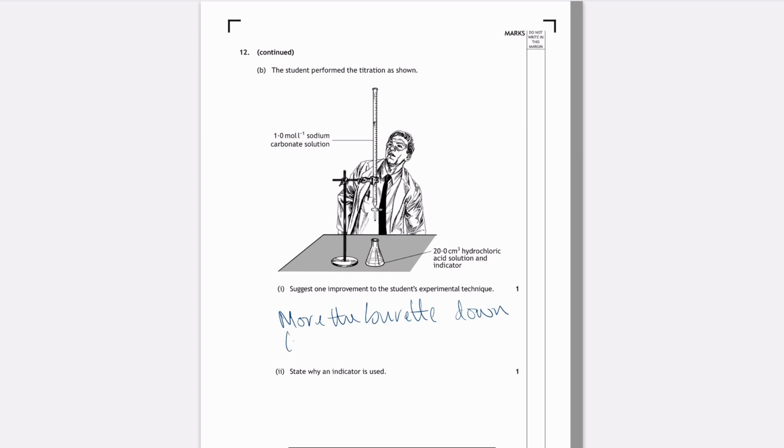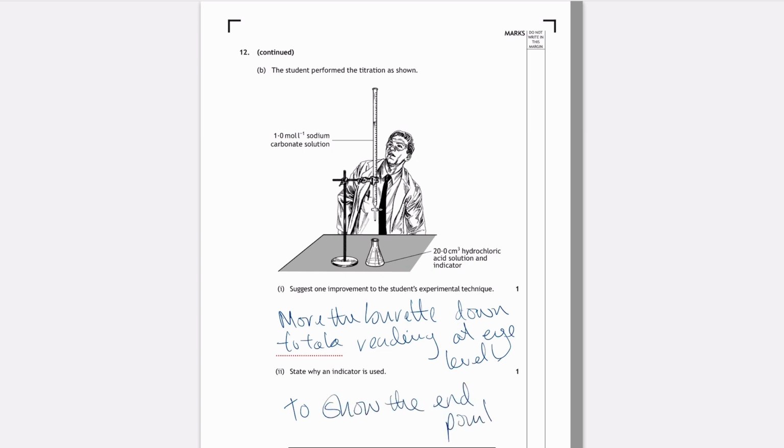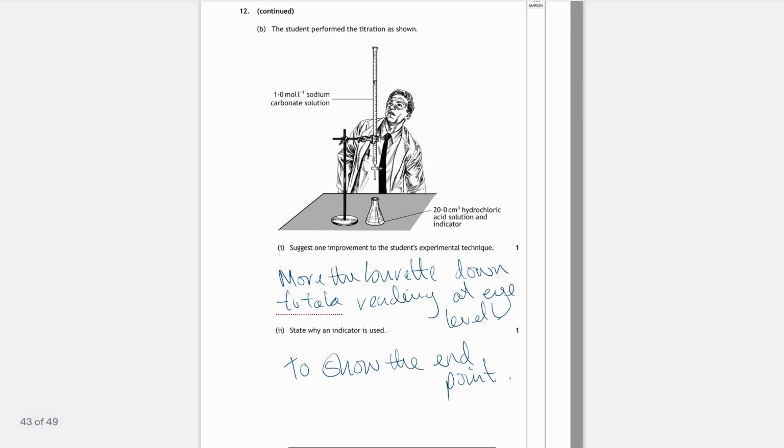So move the burette down to take the reading at eye level. But like I said, you could have had all of those other things as well. And if you're asked to explain why you need an indicator, you just need to show the end point. Try to avoid saying to give a colour change. They don't really accept that. Although it does give a colour change, they want to make sure that you know that that then means that a reaction has been completed, so that the reaction is ended. So the better phrase to use is to show the end point rather than to give a colour change.